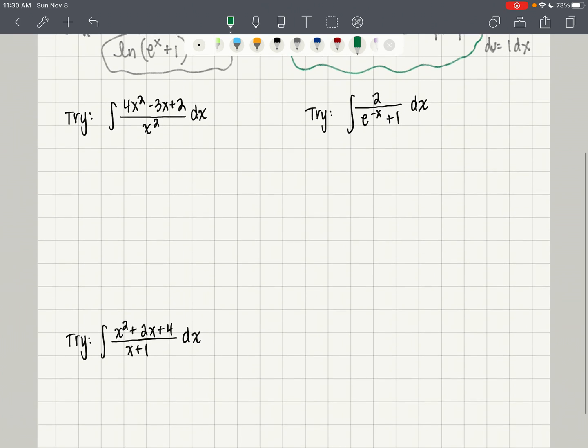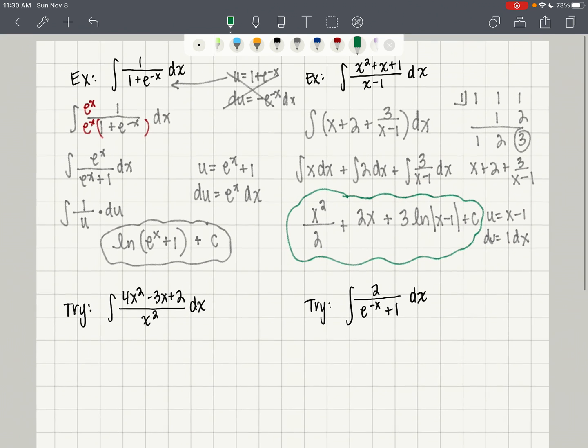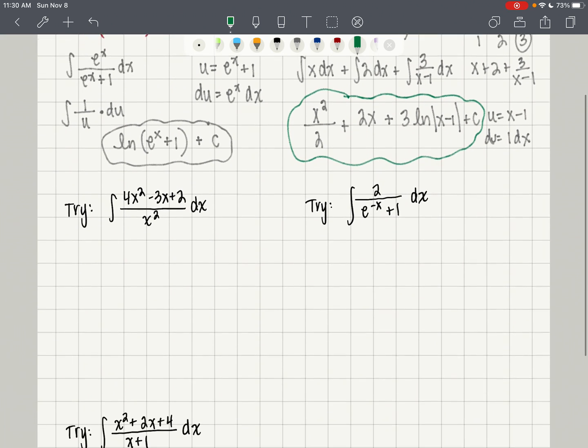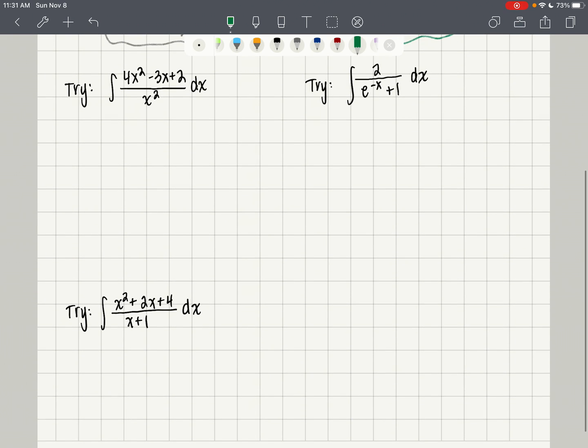Okay, here are 3 for you to try. Make sure that you are relying on the examples I just showed you when you try each one. Each one is an example of one that I've provided.